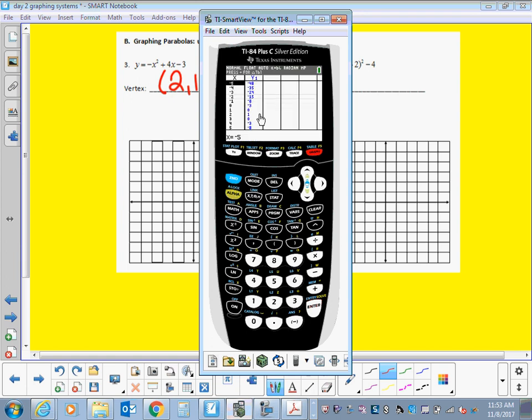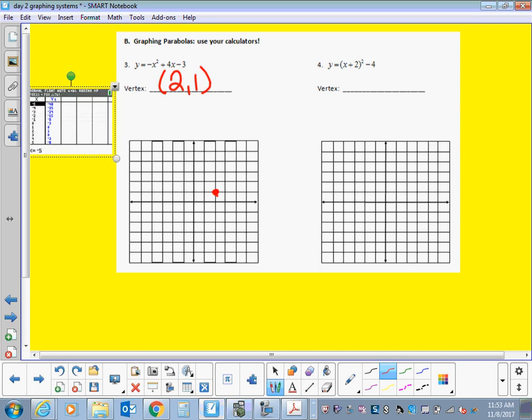Second table, let's just get a few points, just so I can get a visual here. So look at your table. You don't have to make a T-chart or anything. Just grab some points. My vertex is 2, 1, so I'll pick one above it, which is 1, 0, and then one below it, which is 3, 0. And then 0, negative 3, and 4, negative 3. So I just looked at my graph, got some points, and now I can graph it. Try to make it as round as possible.